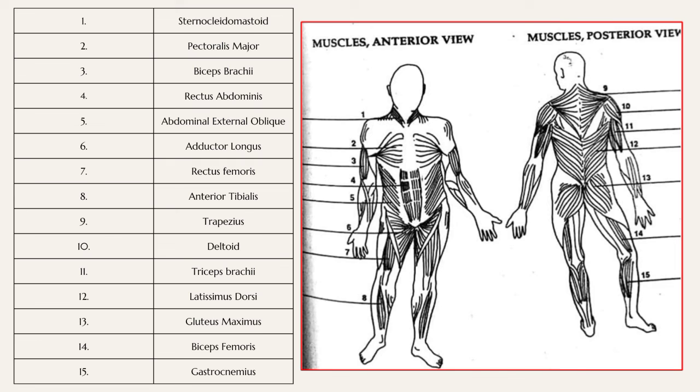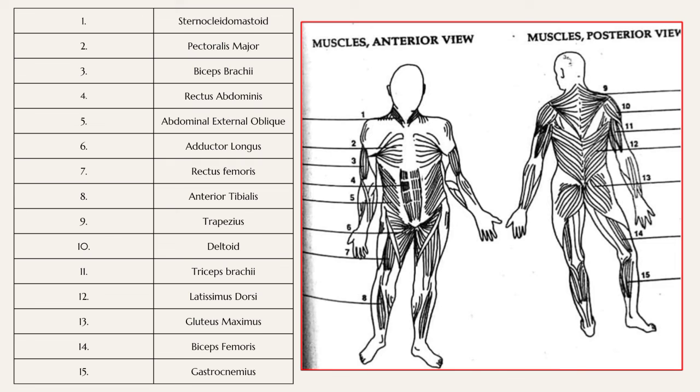Number 11 is the triceps brachii. It is a large, thick muscle on the dorsal part of the upper arm. It often appears in the shape of a horseshoe on the posterior aspect of the arm. The main function of the triceps is the extension of the elbow joint.